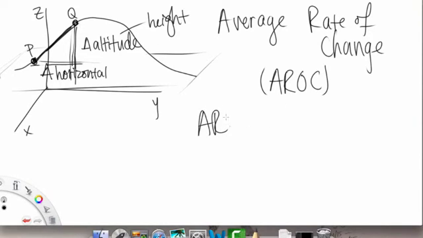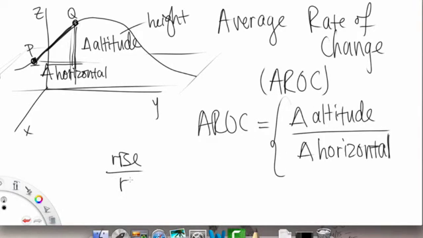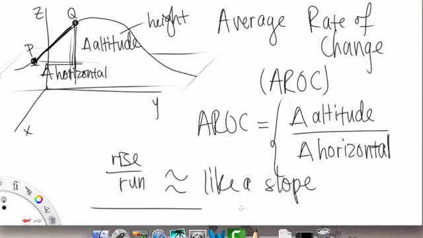That's going to be AROC, average rate of change, which is equal to the rise over the run. So change in altitude divided by the change in the horizontal direction, which is parallel to the XY plane, right? If you notice, this is a rise over a run, so that's kind of like a slope in a way. Calculating that average rate of change.